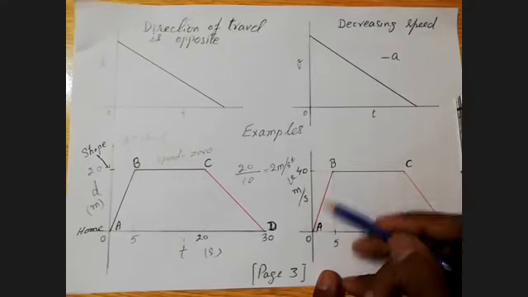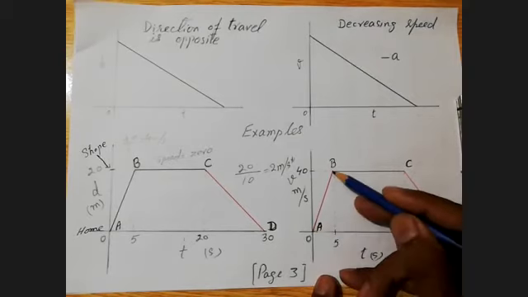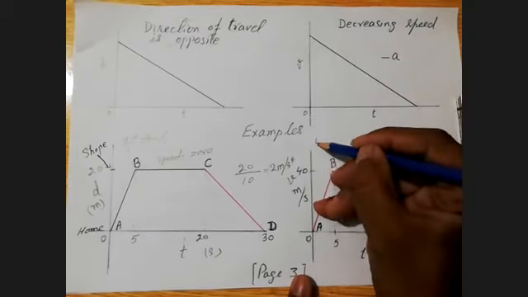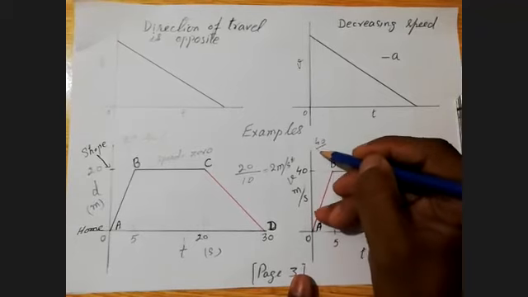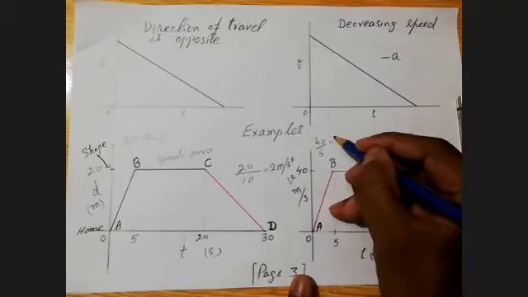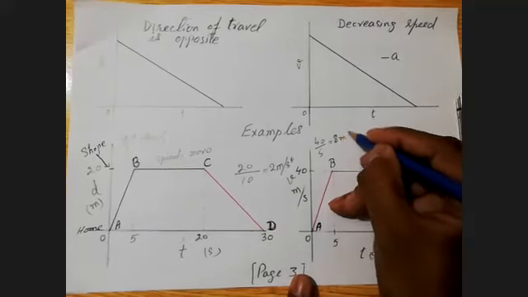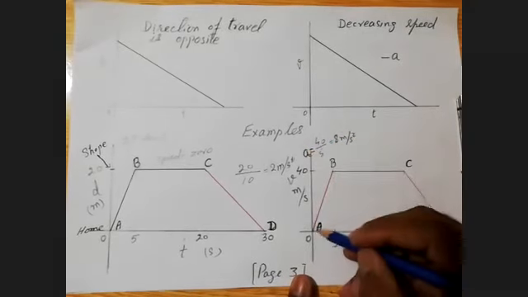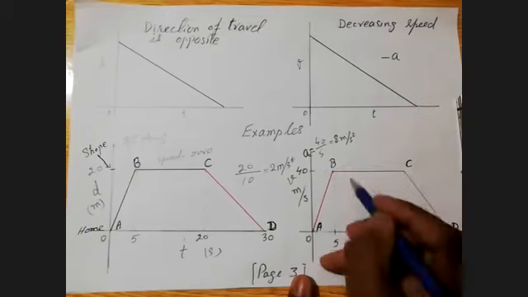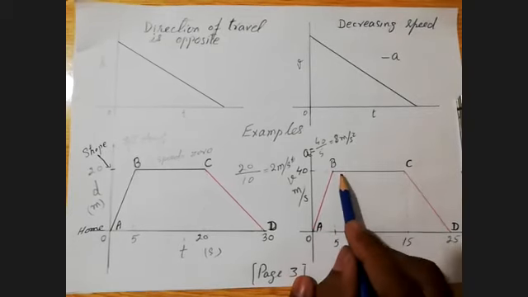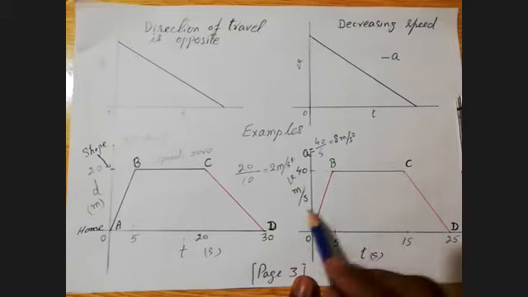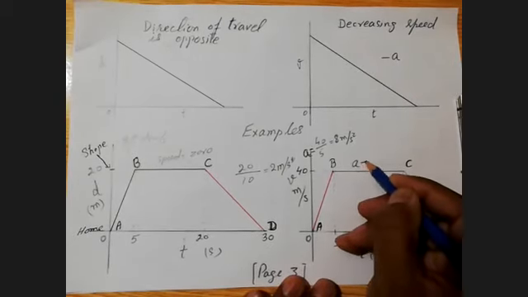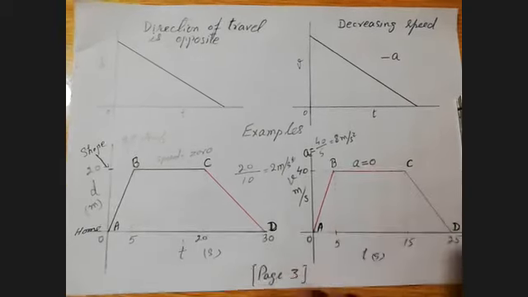So from A to B, if you are asked what is the acceleration from A to B, then it is change in velocity divided by time. Change in velocity from 0 to 40 is 40, divided by time 5. So 40 divided by 5 is 8 meters per second squared, which will be the acceleration during A to B. Now, as I told you, the gradient of the horizontal line of a velocity time graph gives you the acceleration. So for the horizontal line, acceleration is 0, because the gradient is 0.